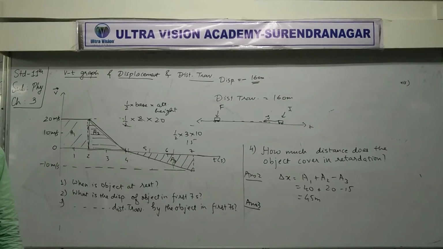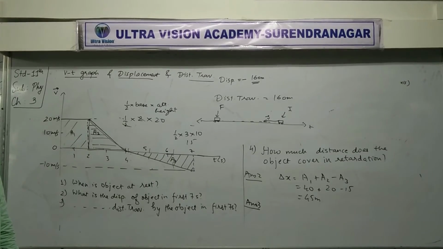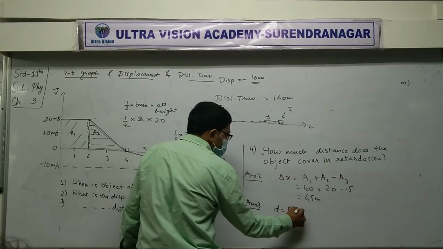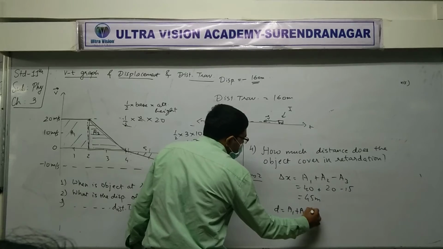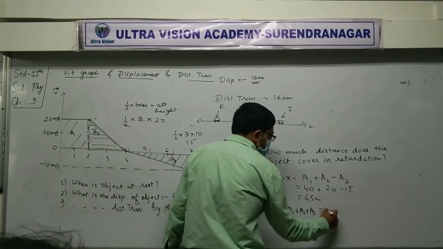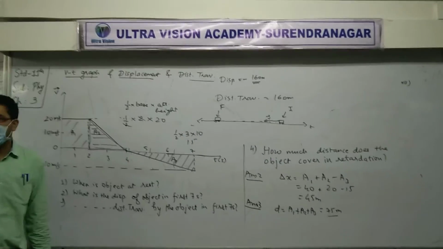Dia? Sir, 75. Who agrees? Why is it 75? Sir, because this distance traveled will be added. It's not subtracted. We have to find the total distance traveled. So you mean to say that I should write A1 plus A2 plus A3. Yes or no? Yes. So that is going to be 40 plus 20 plus 15, which is 75. Sit down. Well done. Clear?